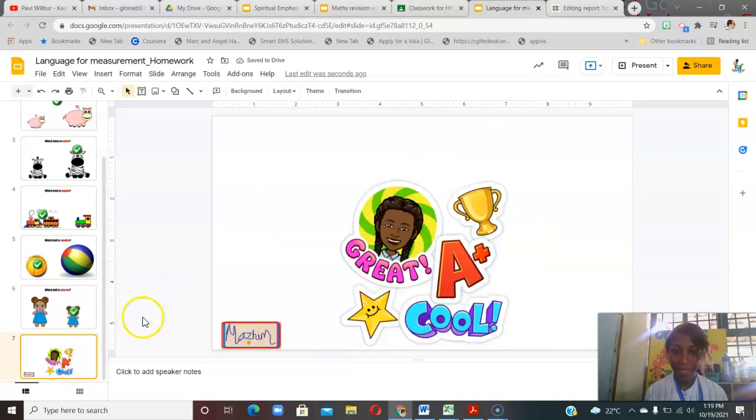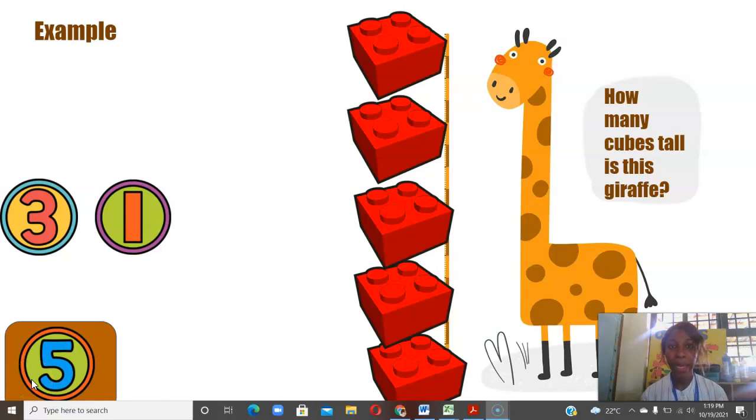Excellent work. So in this assignment, we used language for measurement. Make sure that you're using this language every day, and we'll move on to our next assignment. In this assignment, we moved on from just using language of measuring to using the blocks so that we can add a number value to our measurement. This is non-standard measurement. So in the example, there was a giraffe and it was how many cubes tall? We count the cubes. 1, 2, 3, 4, 5.